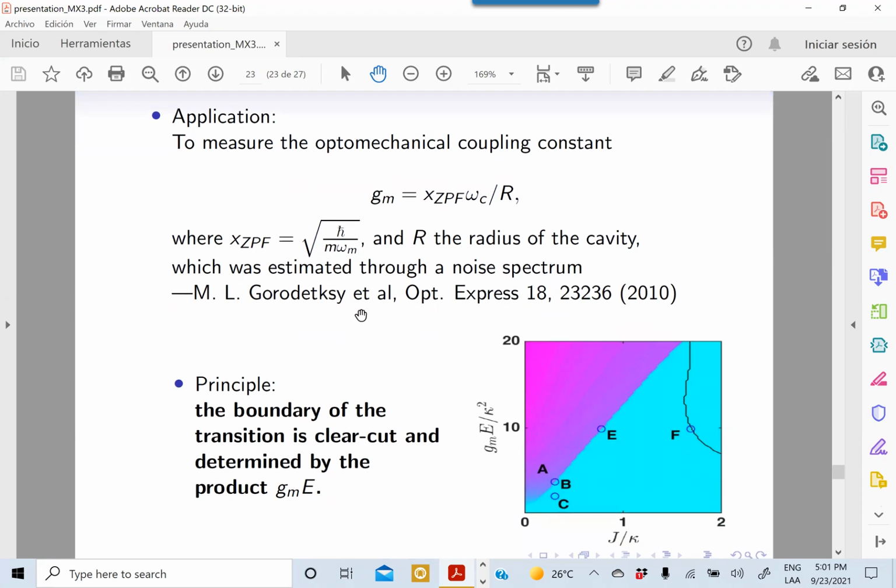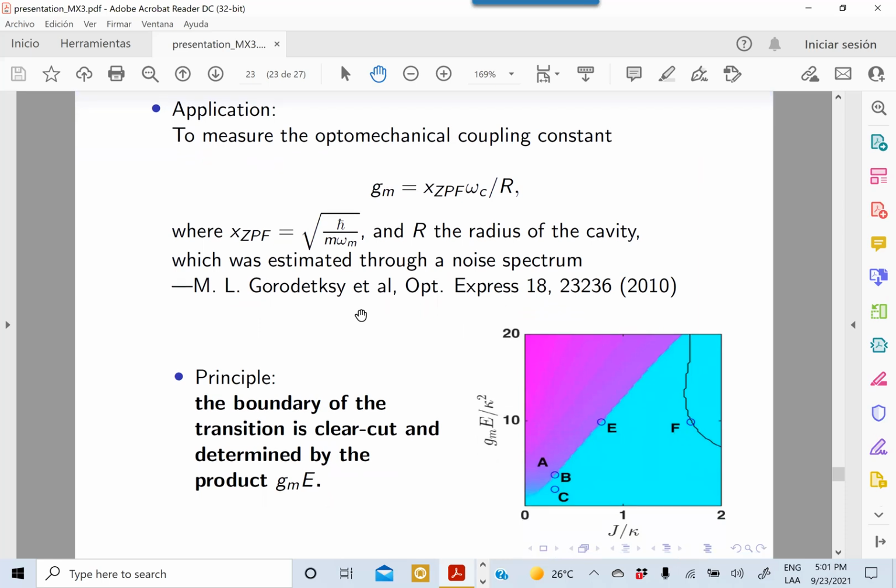Why can it be accurate? Because we can show that this measuring process is along the boundary of this sudden transition. As seen previously and also in this picture, two things determine the transition. One of them is g_m multiplied by E. The other is J, the mutual coupling. In doing this measurement, we can choose J at a very small value, close to 0, but the transition there is still very sudden.